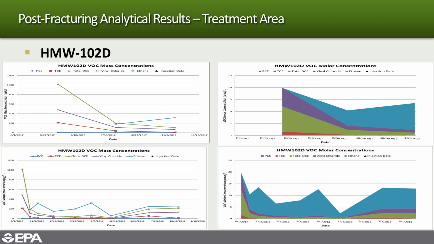But we also have a little bit of TCE, DCE, and vinyl chloride showing up as well. So something that they need to keep an eye on.